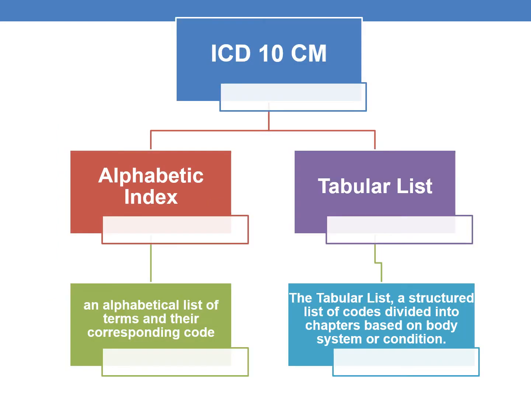ICD-10-CM is divided into two, alphabetic index and tabular list. Alphabetic index is an alphabetical list of terms and their corresponding codes, whereas the tabular list is a structured list of codes divided into chapters based on the body system or condition.